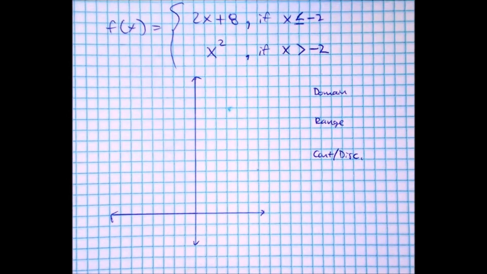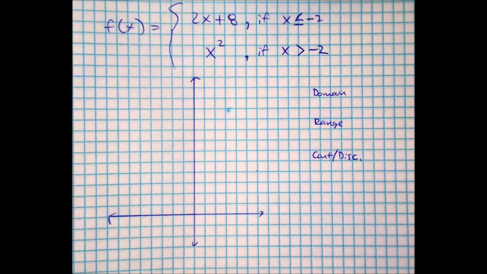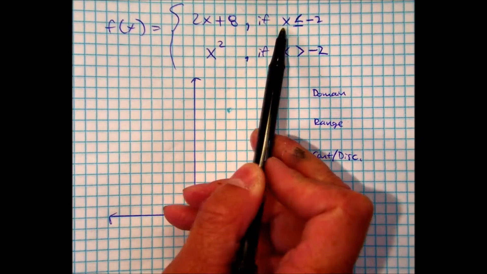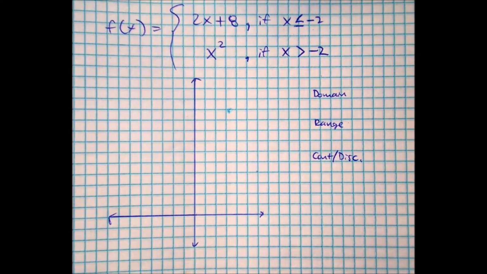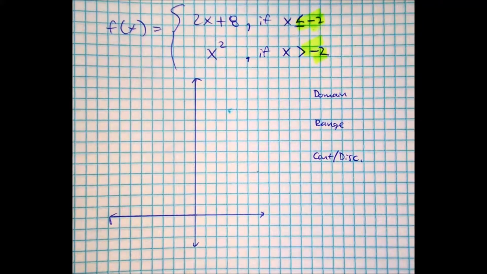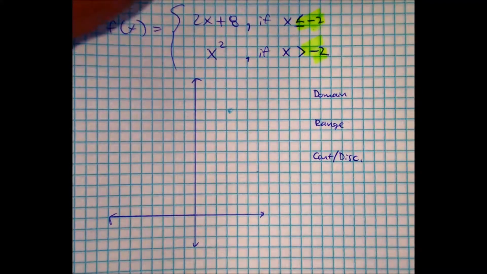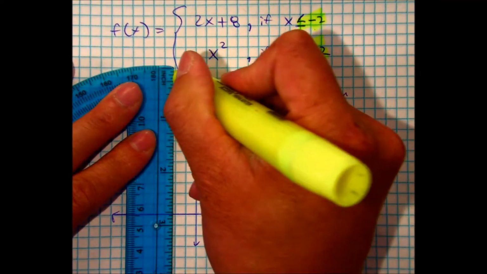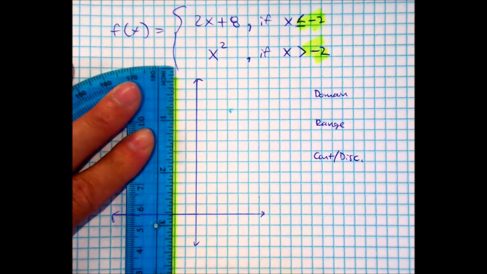Alright, we're graphing this piecewise function. F of x equals 2x plus 8 if x is less than or equal to negative 2. So there's my restricted domain at negative 2. Class, this line I'm going to draw, is it an asymptote? No, so you're not going to say infinite discontinuity, right?